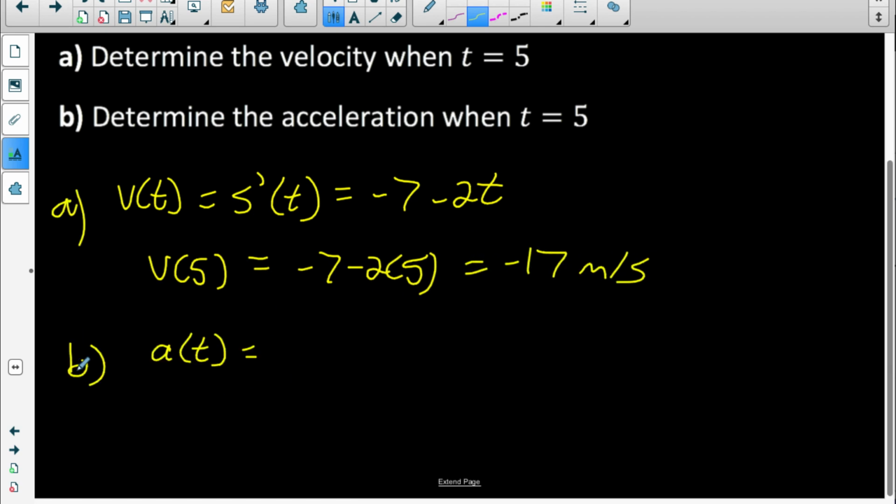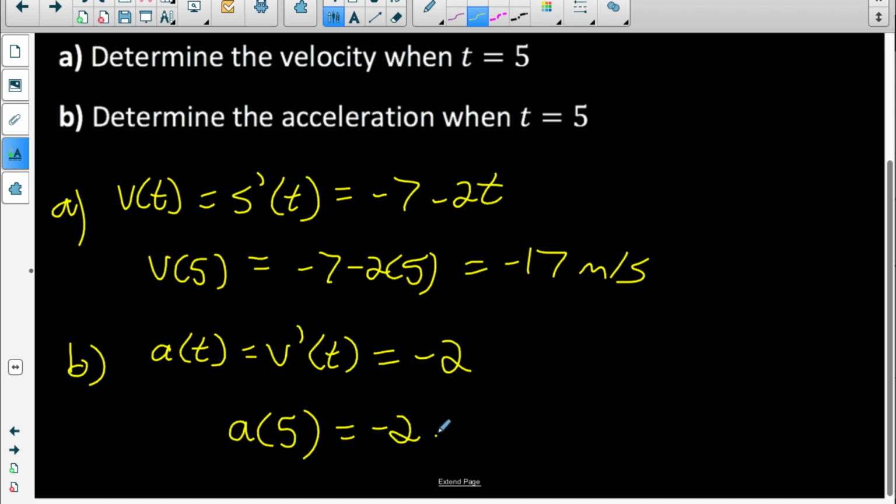Here's part B. To find acceleration, I just have to find the rate of change of velocity. So find the derivative of the velocity equation, that would just be negative 2. So the acceleration is actually always negative 2 meters per second squared. So acceleration at 5 is negative 2 meters per second squared.